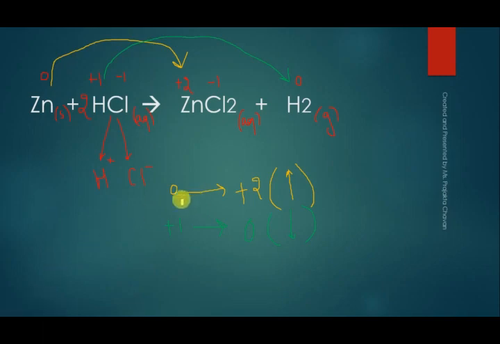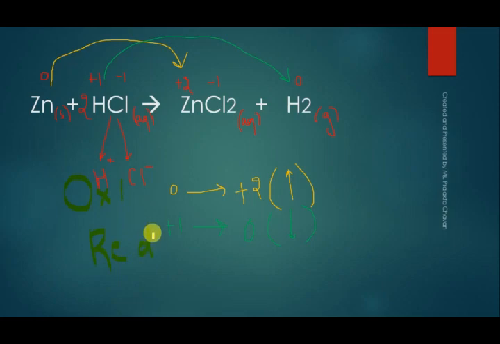So students, whenever there is an increase in the charge, we say that the substance undergoes oxidation. And whenever there is a decrease in the charge, we say that the substance undergoes reduction.